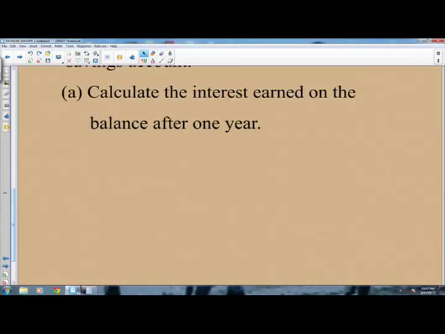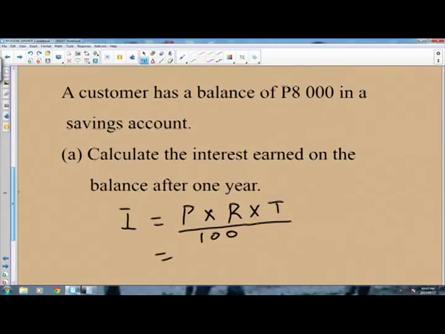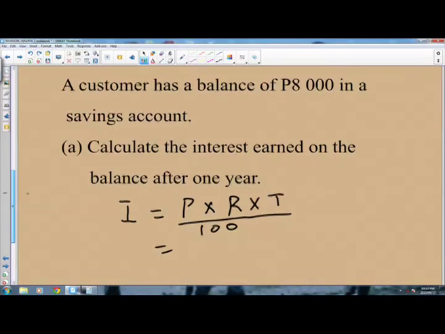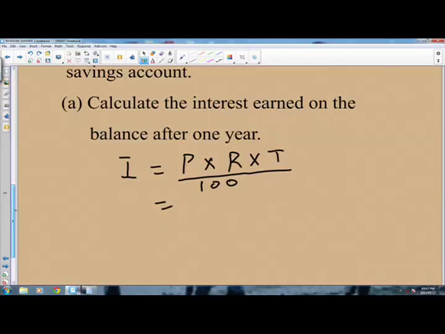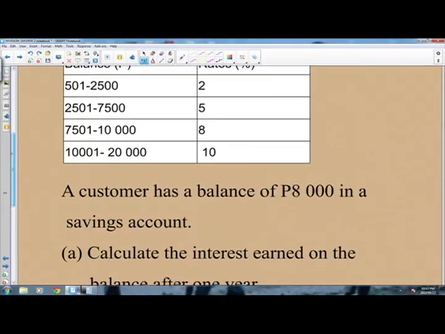The interest I is equal to the principal amount times the rate of interest times the time divided by 100. And then what is the principal amount? The principal amount is 8,000 pula, because you are told that this customer has got 8,000 pula in a savings account. So the principal amount is 8,000 pula. Multiply this by the rate of interest. Rate of interest, we'll have to refer back to the table.